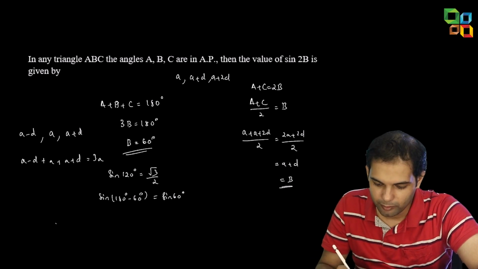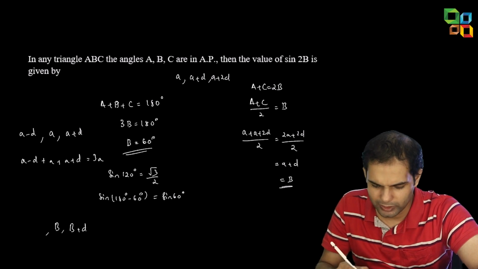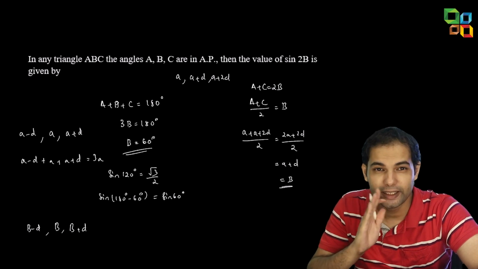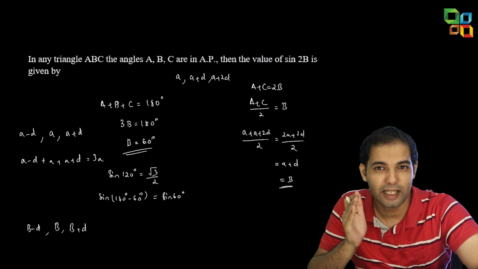In this case, middle term was b. So it is in AP, right? So b plus d, whatever this d is, it doesn't matter for me. So b minus d. I can't find a and c. Remember, that's why they specifically asked you sine 2b. You can't find the values of a. You need the common difference for it.